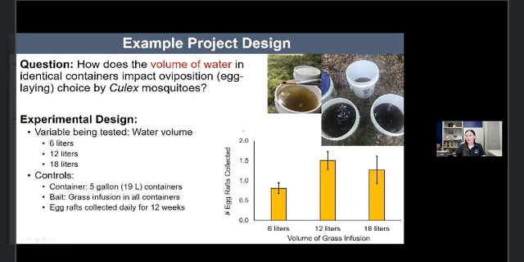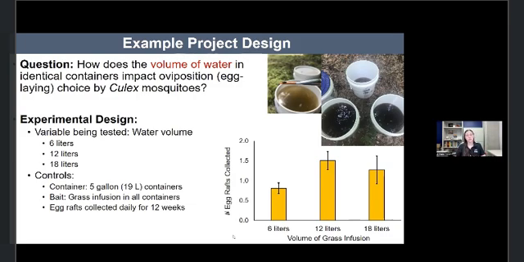And then on our y-axis, we had our number of egg rafts that we collected per day on average. And so you can see that our 6-liter volume collected the least amount of egg rafts compared to our 12 and 18 liters. And so that showed us that these Culex mosquitoes that we were interested in, because in our region, they're the ones that are transmitting West Nile virus, they really don't like containers with small amounts of water.